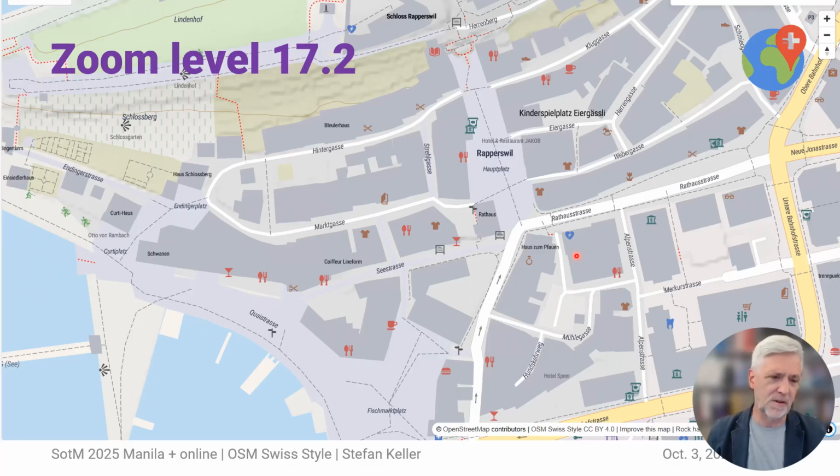You will see also that buildings are not purely black as in some other Swiss styles, and you see also this nice categorization of the footways versus streets versus main streets.